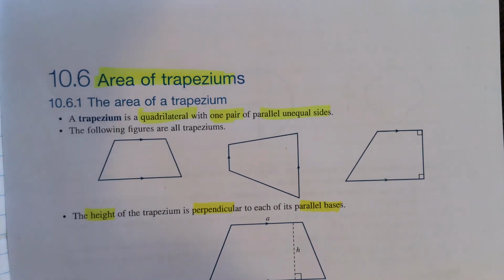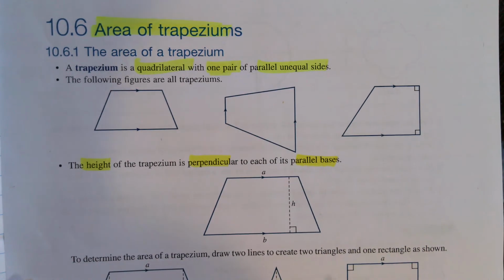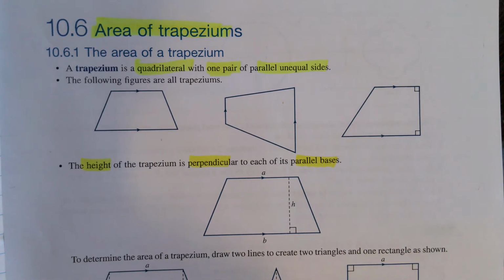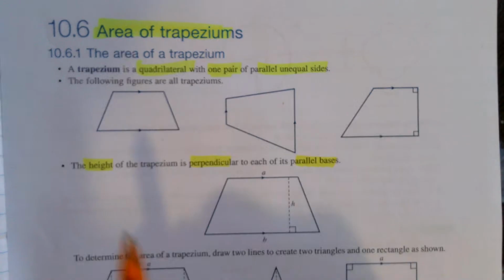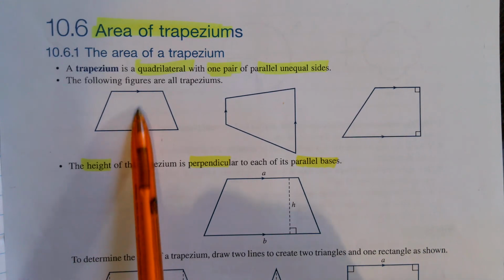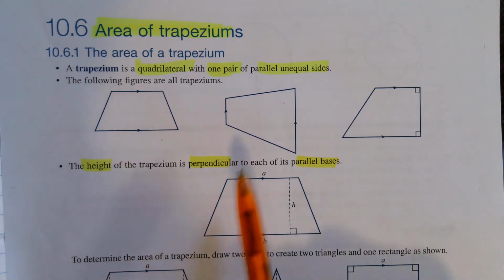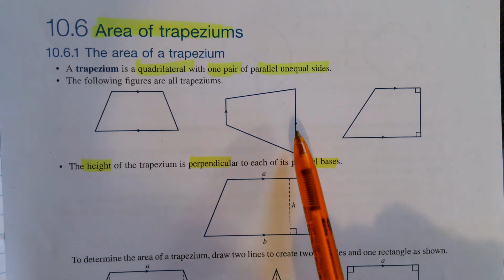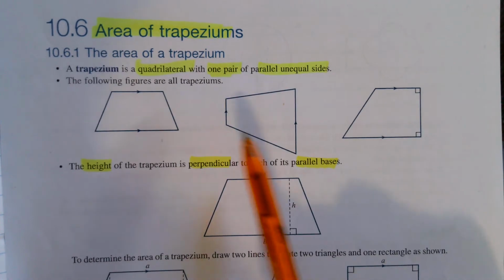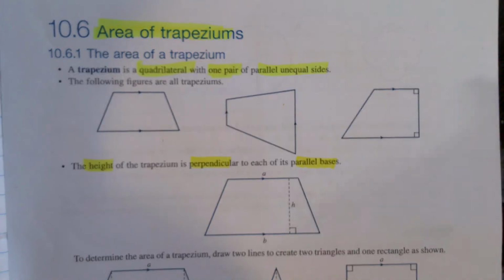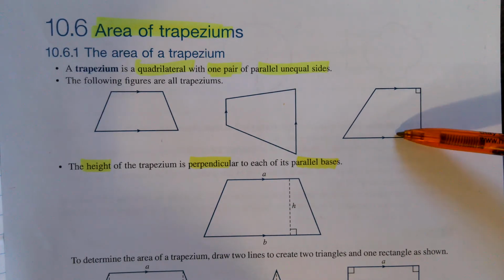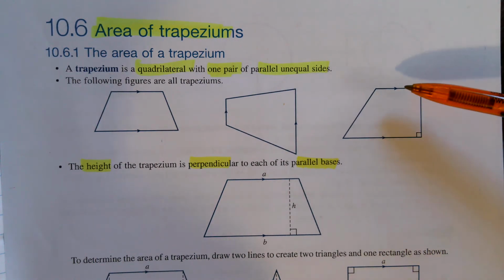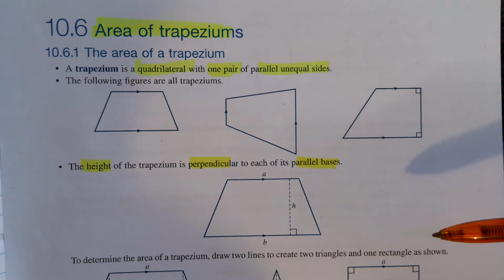Let's look at trapeziums first. So it's a quadrilateral, quad meaning four, and is one pair of parallel unequal sides. So when you look here, you can see parallel sides. They are marked, but they are a different length. This one, the parallel sides are going this direction, and they are of unequal length. Again, you have one pair of parallel lines, and they are of unequal length.